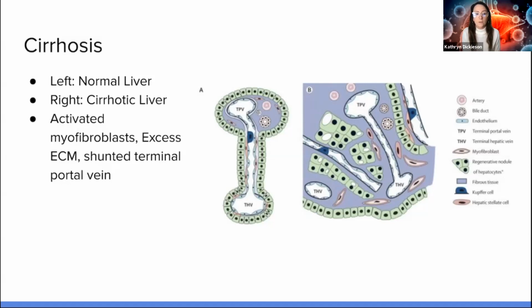On the right is a cirrhotic liver. Advanced myofibroblasts that derive from hepatic stellate cells and portal or central vein fibroblasts proliferate and produce excess ECM. Blood is directly shunted from terminal portal veins and compromises the liver function.